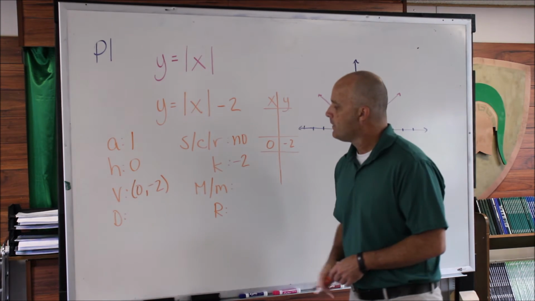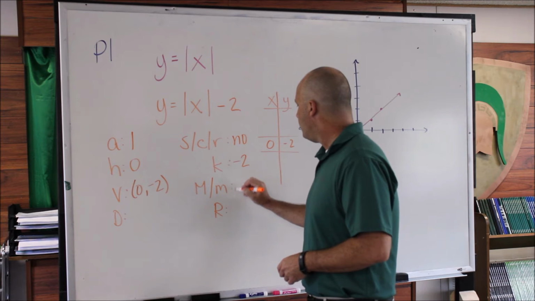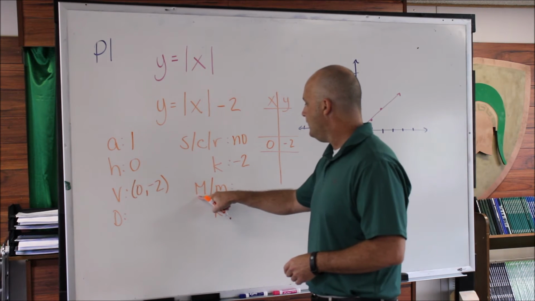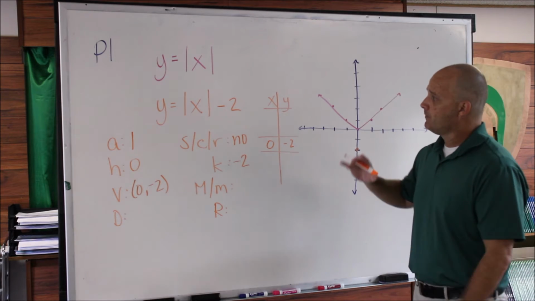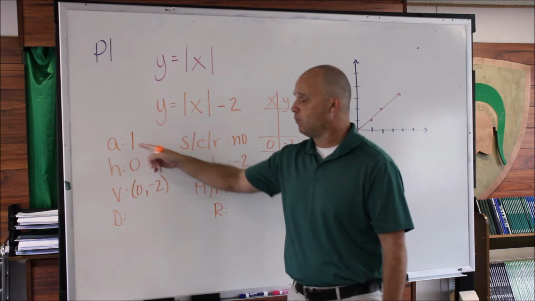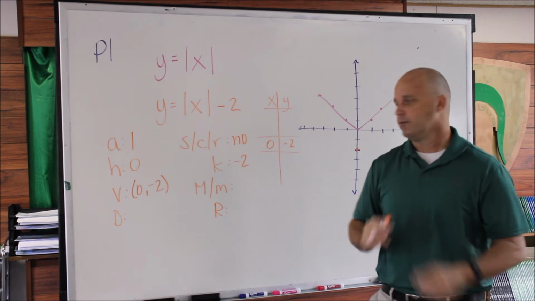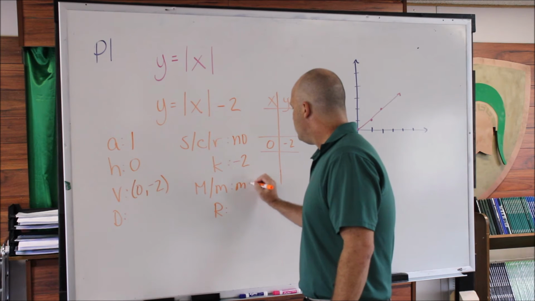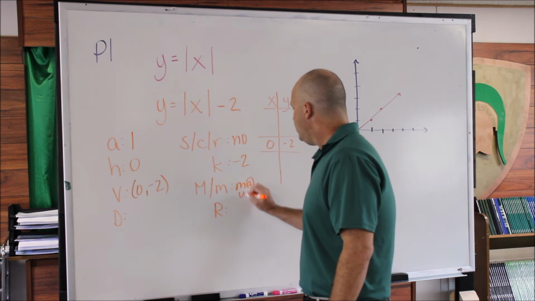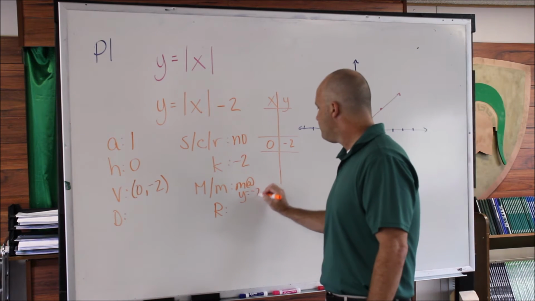The maximum or minimum: we have a minimum on this one because our graph is going to be opening up. Since our a value is 1, that means it's going to look like this. So that means we've got a minimum point down here at the vertex. So it's a minimum at y equals the y value of the vertex, which is -2.